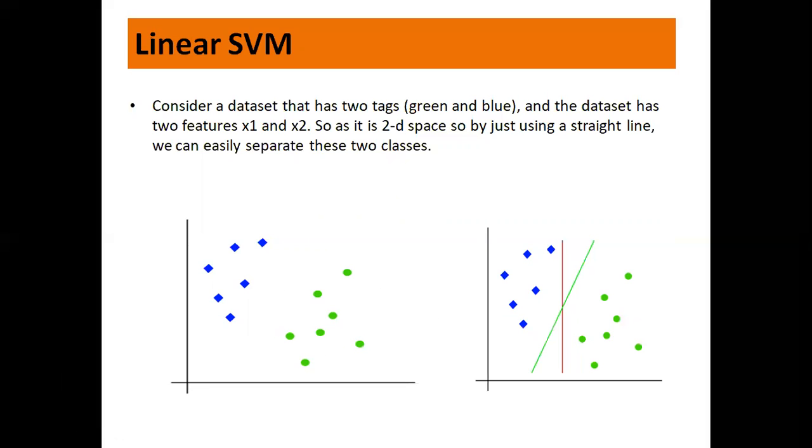It has two tags, green and blue, right? It has two tags, green and blue, and the data set had two features, x1 and x2. If you want a classifier that can classify the pairs x1, x2 of coordinates in either green or blue, we can just directly have a straight line. So just a straight line, we can directly classify these two classes. So this is a linear classifier where a single straight line, that is a hyperplane, can classify the data.